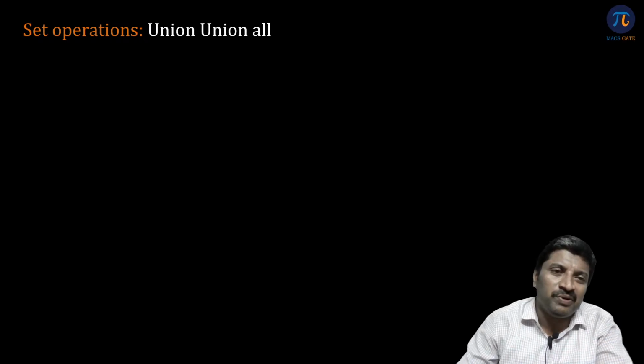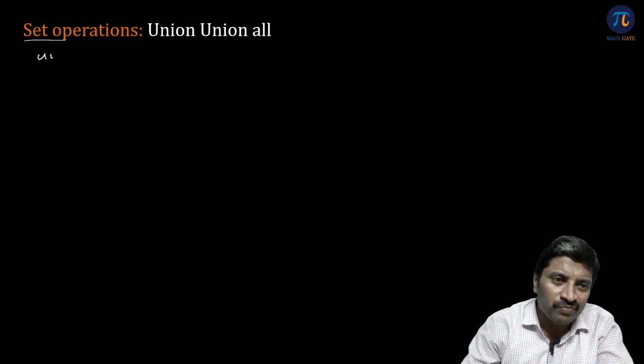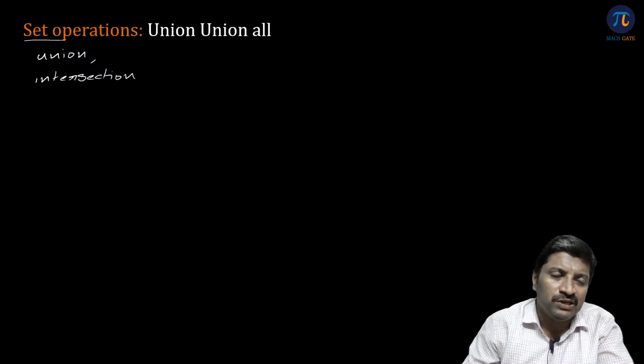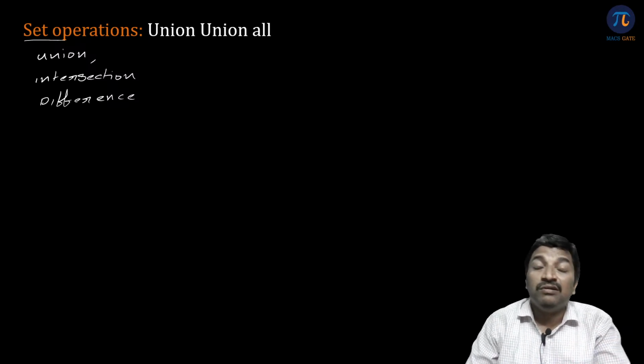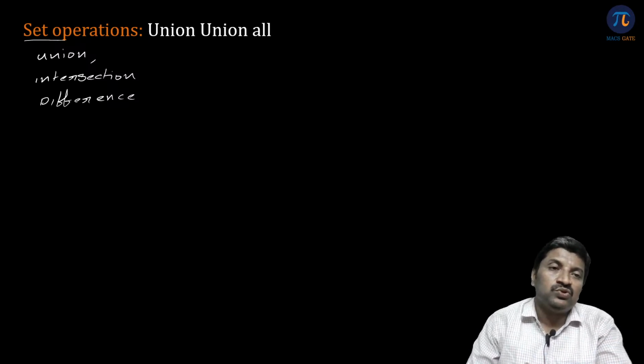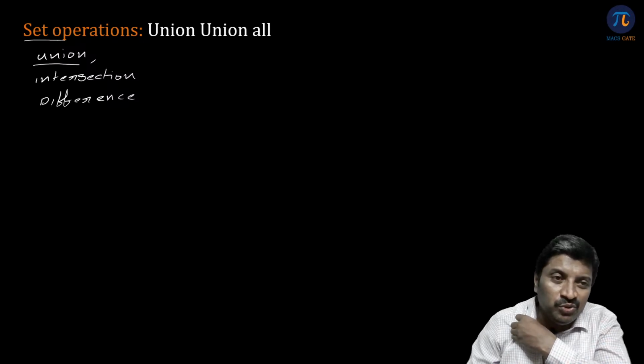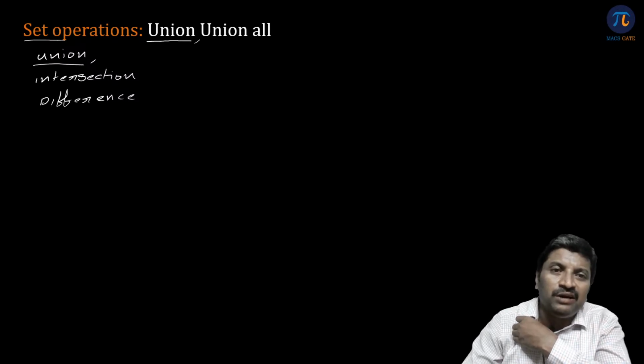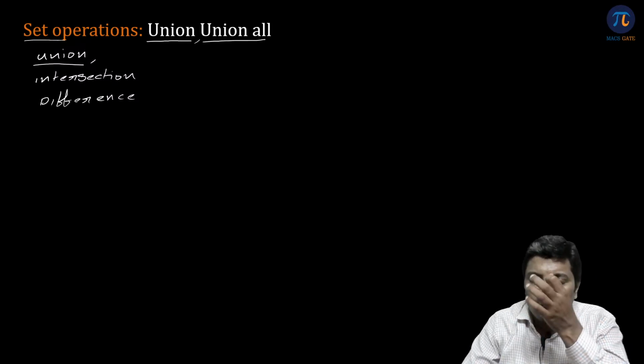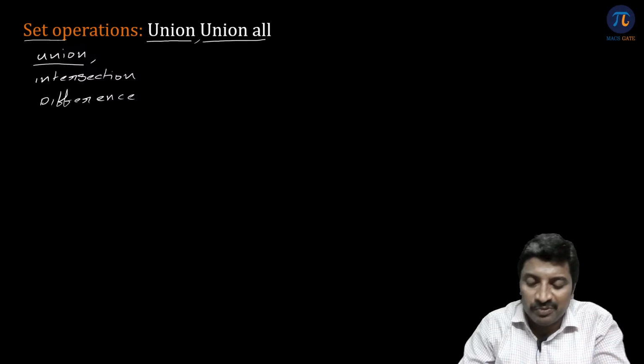Then let us go to set operations. What are the main set operations you know? Union, intersection. These are the two major ones. And there is one more, which is difference. We have something else also, but we don't need them in SQL. So we need only these operators. When coming to union, I have two keywords, union and union all. There is a small difference between these two. Let me explain with an example.